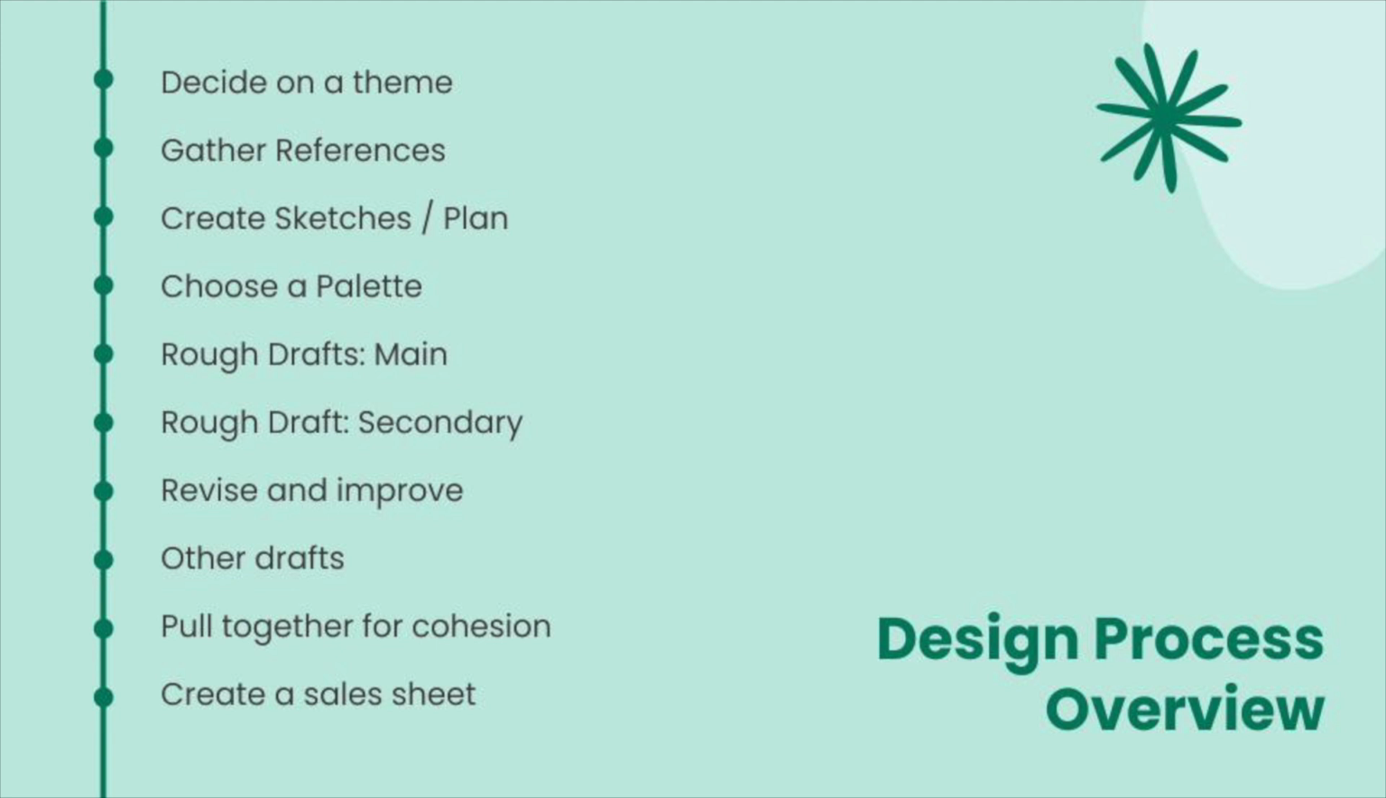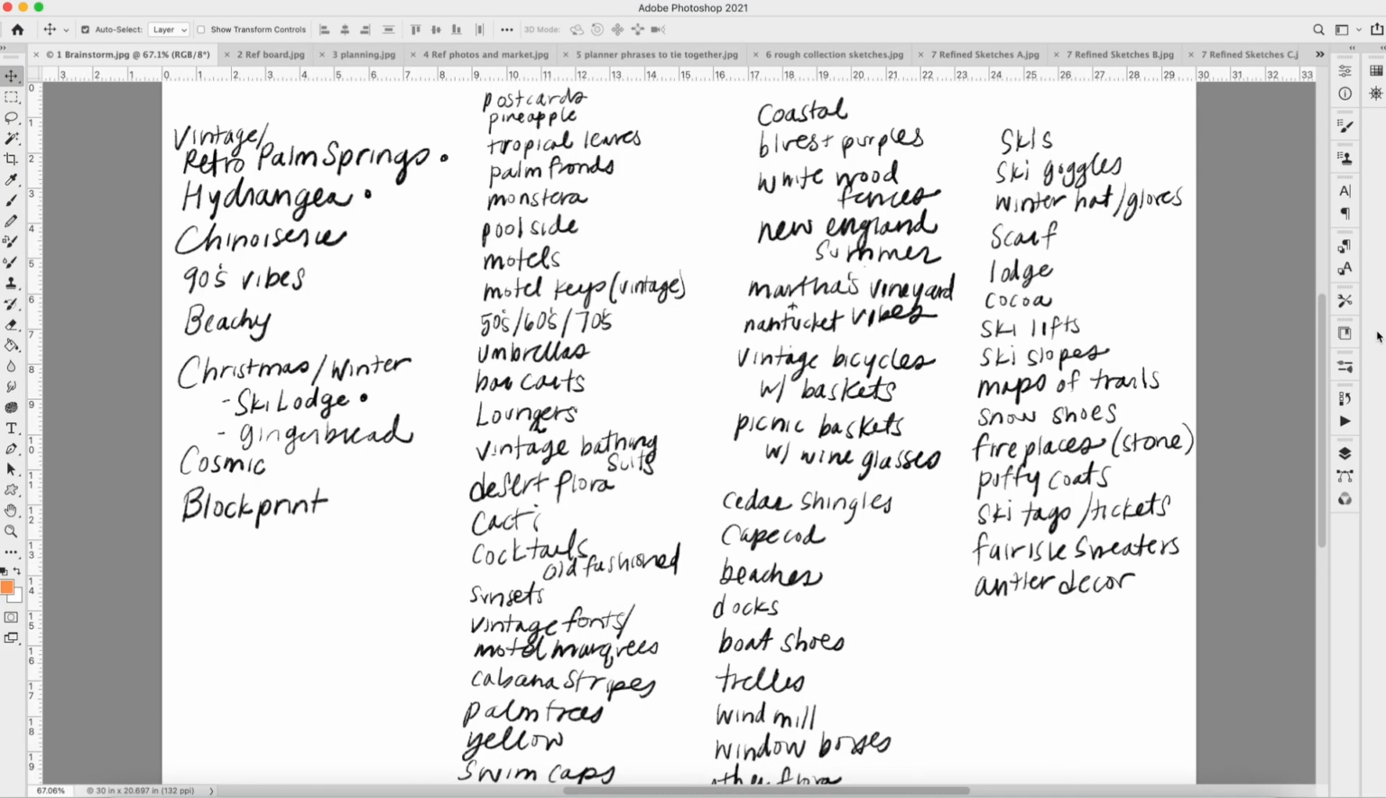If they are patterns, I then go on to my secondary pattern or my second illustration. I revise and improve those, and then I dig into the other drafts. And then I pull everything together for cohesion and create a sales sheet. So let's take a look at what that looks like. As I said, I start with choosing a theme.